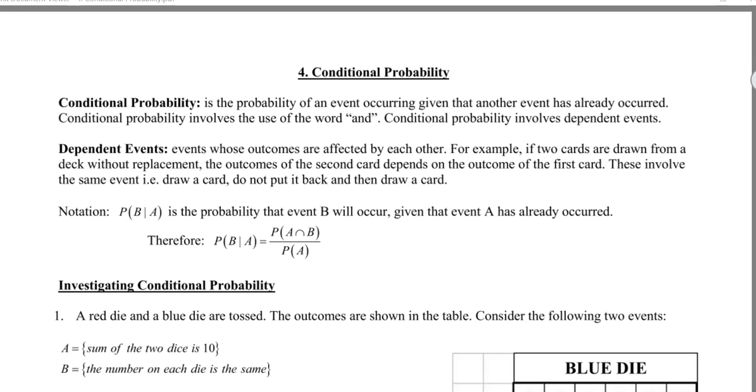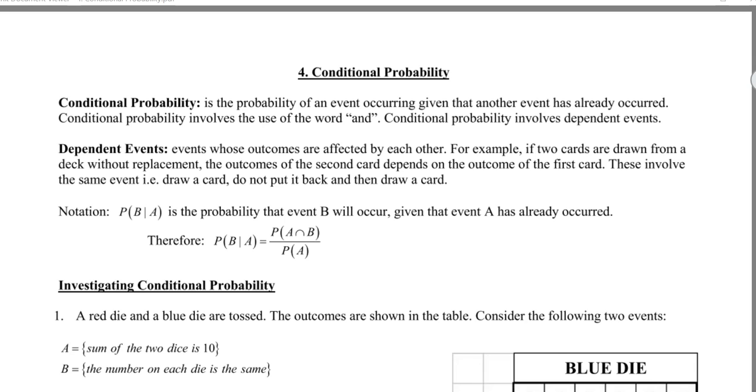Number 4, conditional probability. So if it's conditional, then it depends. Conditional probability is the probability of an event occurring given that another event has already occurred. Conditional probability involves dependent events. So if it's conditional, it depends on something.